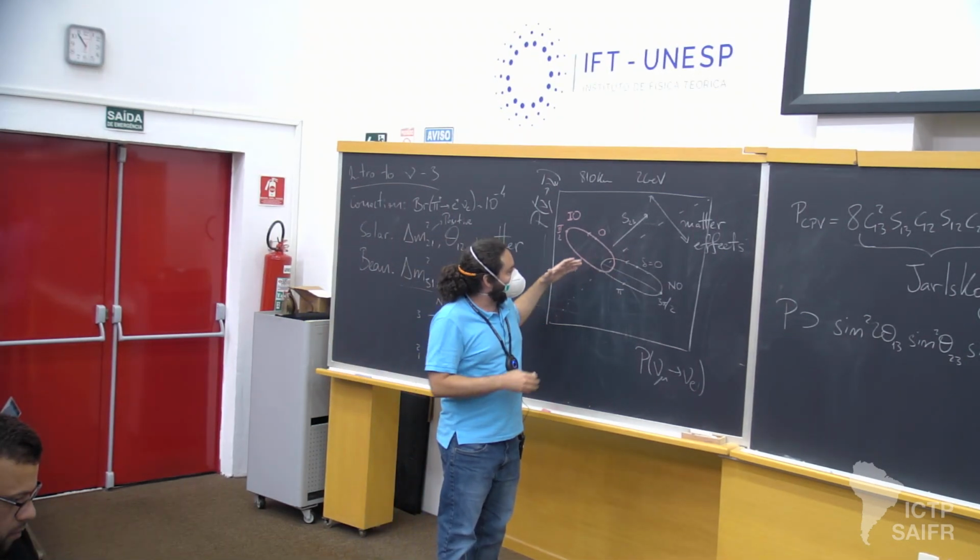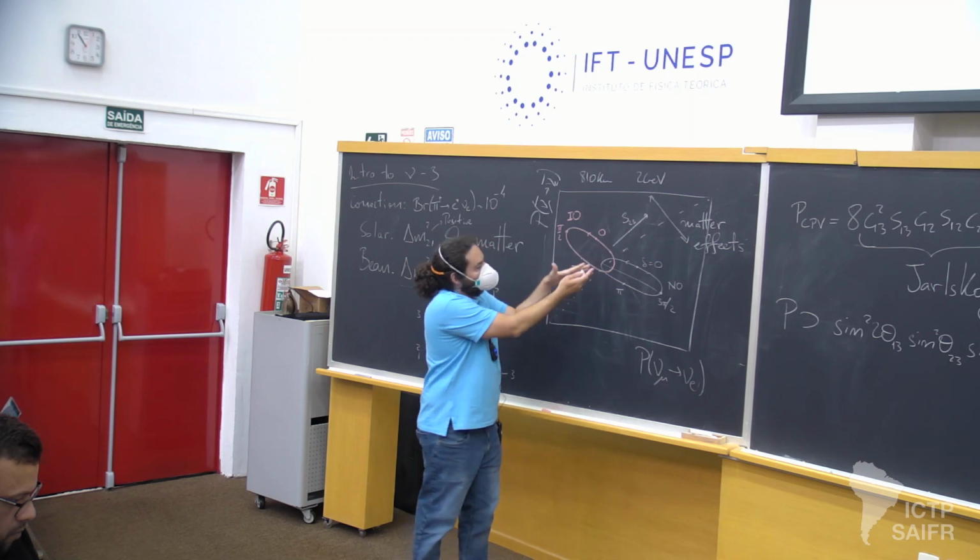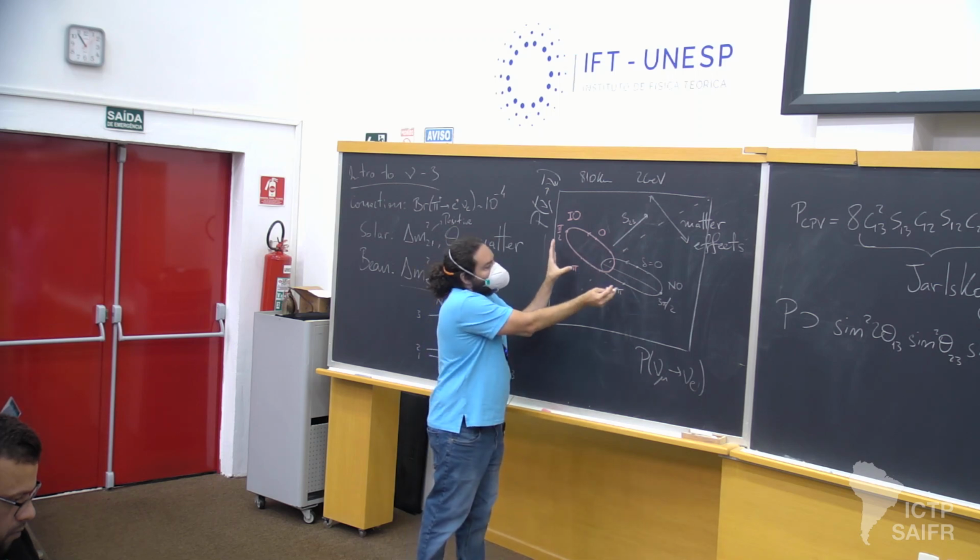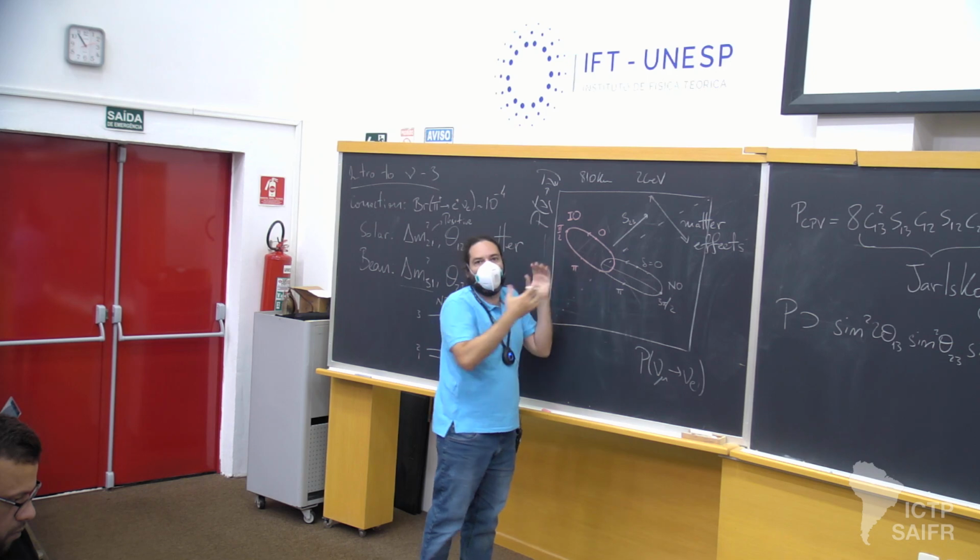The nice thing about drawing the line here is that you see more clearly the difference between normal and inverted ordering.